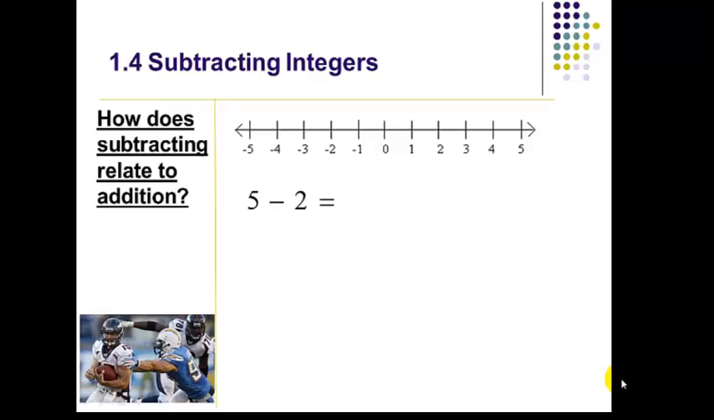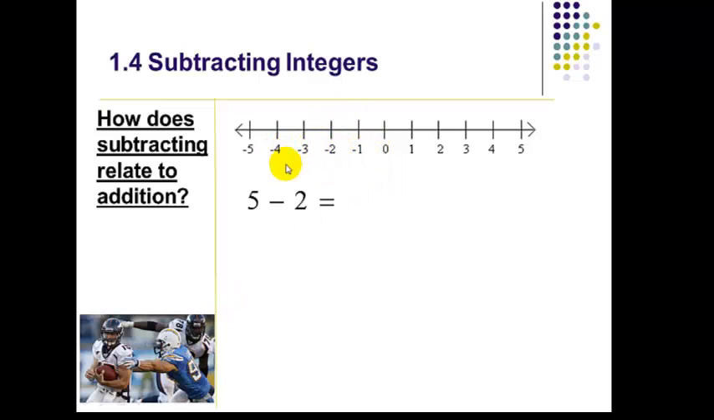Okay, so today's lesson is going to talk about subtracting integers. 1.3 was adding integers, and so it makes sense that 1.4 would be subtraction because they're very similar. And so what I want to do is show you kind of visually what is really going on. So let's just look here.